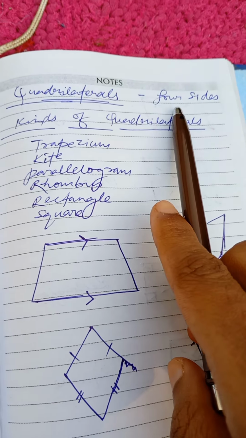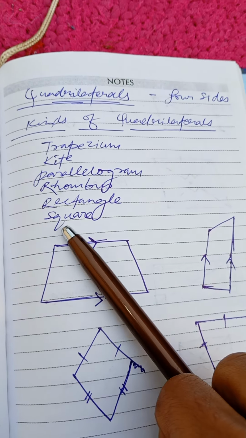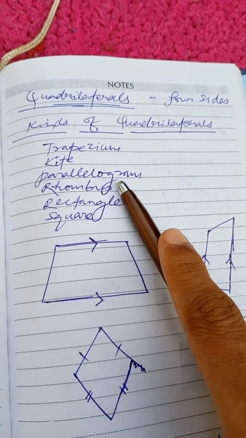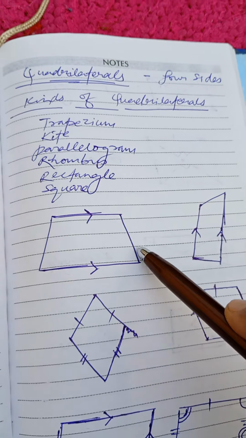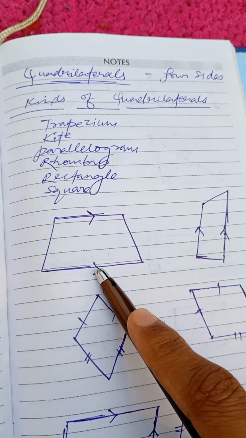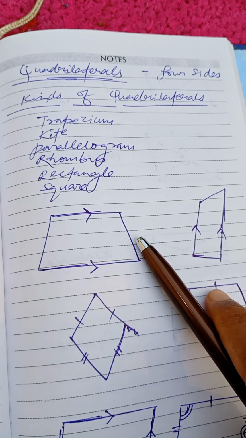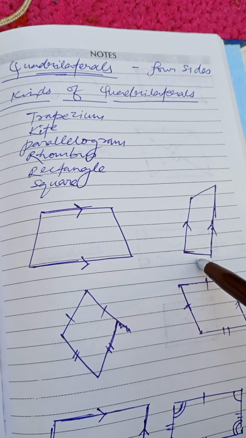Quadrilaterals, closed figures having four sides. So square, rectangle, parallelogram are all quadrilaterals. Kinds of quadrilaterals. First is trapezium. So this is a trapezium. One pair of parallel sides and one pair of non-parallel sides. These two are parallel and these two are non-parallel.